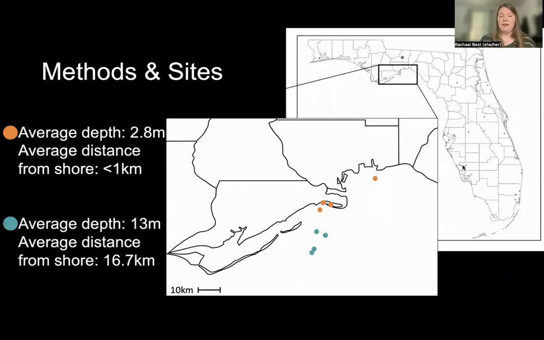So to start off, I conducted a survey at 4 inshore and 4 offshore sites in the Northeastern Gulf of Mexico. The inshore sites averaged 3 meters deep and were less than 1 kilometer from shore, whereas the offshore sites were roughly 13 meters deep and nearly 17 kilometers from shore. At each of these sites, I would run several transects, where I would measure the maximum height of each colony, count the number of branches, and take a tissue sample for micromorphological analyses back in the lab, like polyp density.